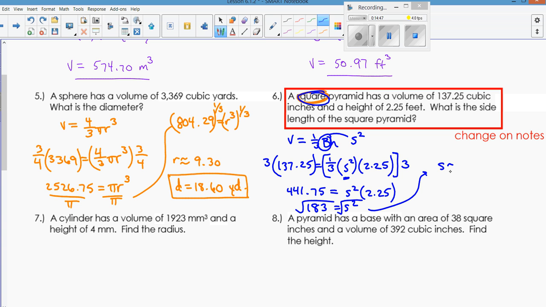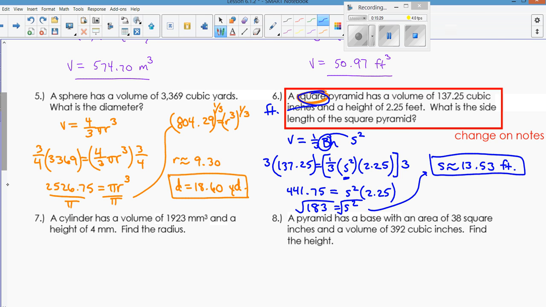So my side is about, remember you should have two answers, but the negative answer wouldn't make sense. So you should get that side length is about 13 feet. Alright, cross this. Oops, sorry. Don't cross that off. This is supposed to be feet. We could have converted, but I don't want to go back and change it, so go ahead and change it to feet so it's all in the same thing. So what is the side length of the square pyramid? The side length is about 13.53 feet.